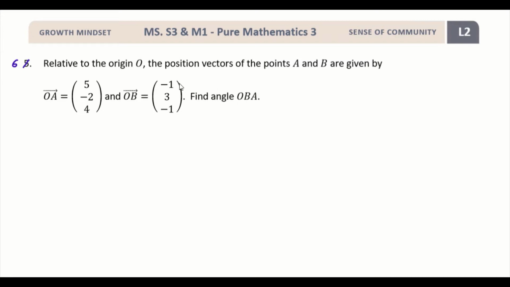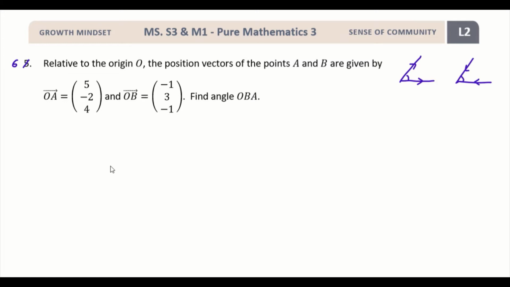Because when we talk about the angle between, which means we try to use the scalar product to help us solve the question, the angle in between must be formed by either the two vectors going out or the two vectors going in, like what I mentioned just now. So you must check the angle here and whether these two vectors are the ones you need to find the angle OBA.